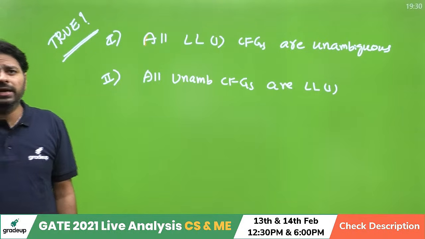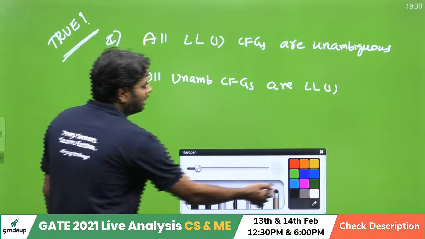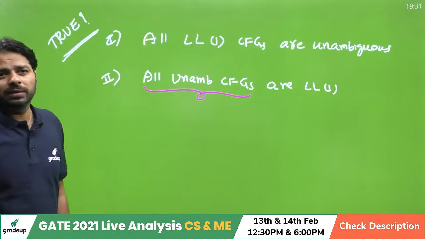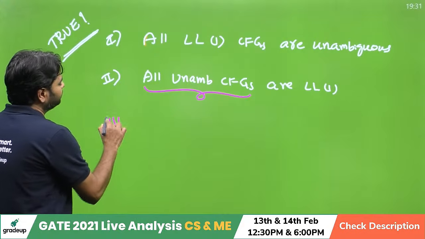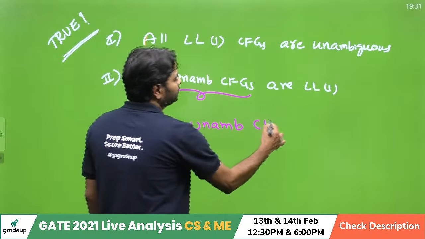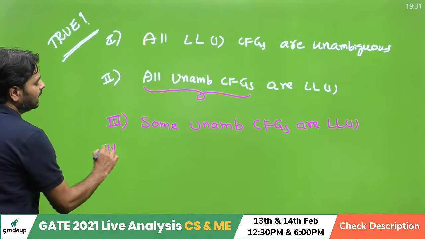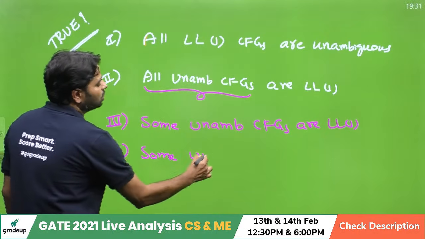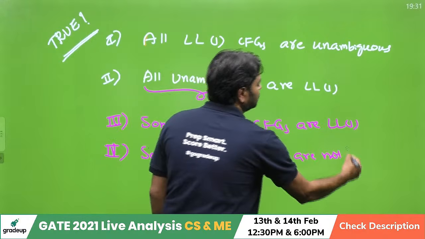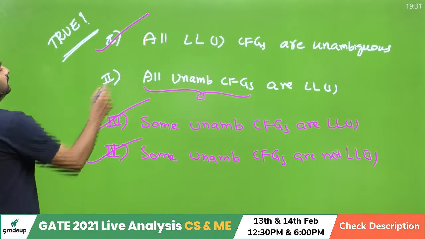1 is true, 2 is false. Everybody agree? 2 is wrong. All unambiguous CFGs need not be LL1. Some unambiguous CFGs only. This is the true statement, because there is another true statement: some unambiguous grammars are also not LL1. Out of these four, this is true, this is true, and this is true, but this is false.